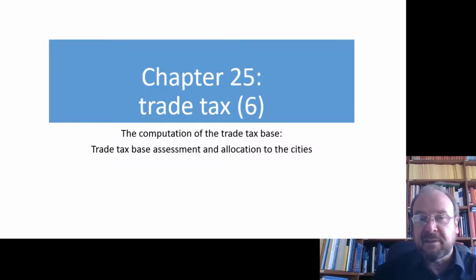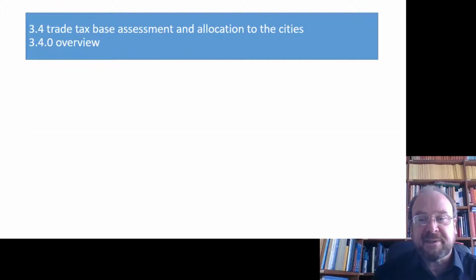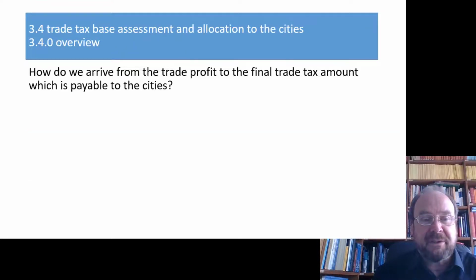These are now meant to be nearly the final ones, because now we are going to speak about the trade tax base assessment. So the final trade tax base and the allocation of that taxable amount to the different cities where the enterprise runs its business. So our question today is, how do we arrive from the trade profit to the final trade tax amount, which in the end is payable to the cities?